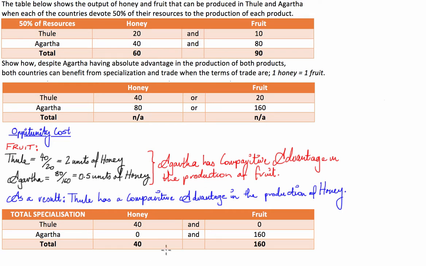Now you'll see when you look at this table that although the global fruit production has increased from 90 to 160 after specialisation, the global production of honey has actually fallen. Now this is going to be due to the fact that Agartha has the absolute advantage in the production of both goods.